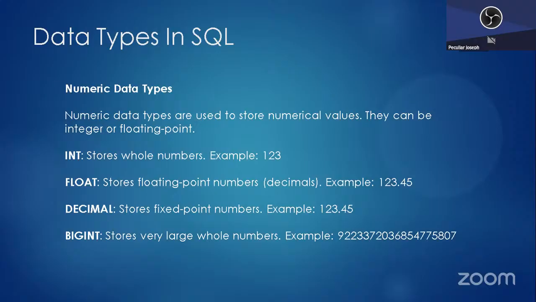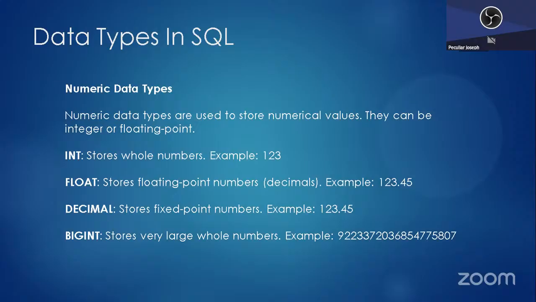But it's just that with your decimal, your float numbers can be fixed, right? You can specify the length of digits you want before the point. You can specify the length of digits you want after the point, right? So that's it with your decimal, unlike your float.